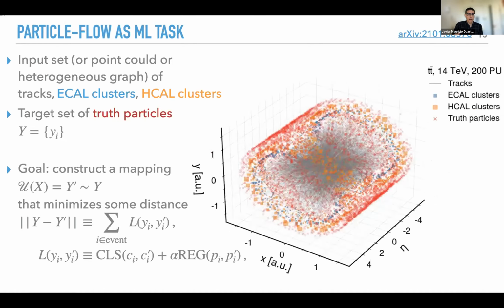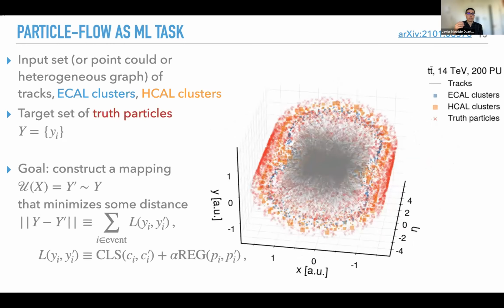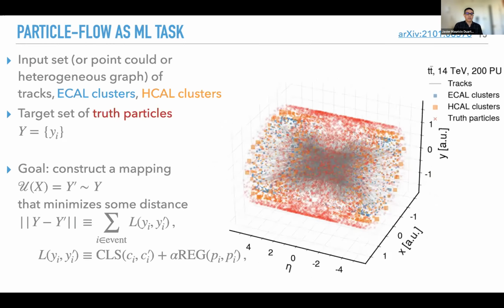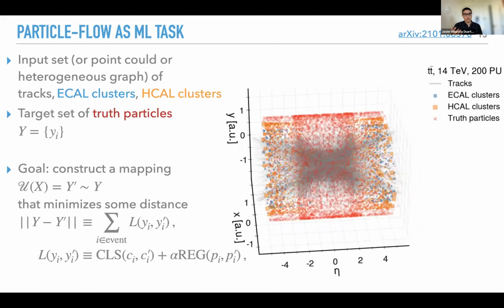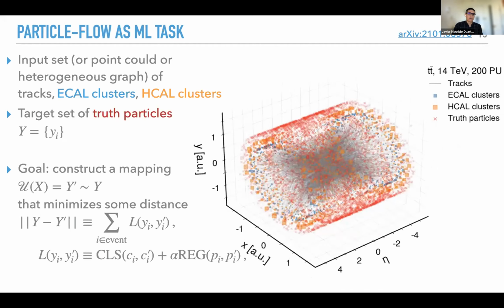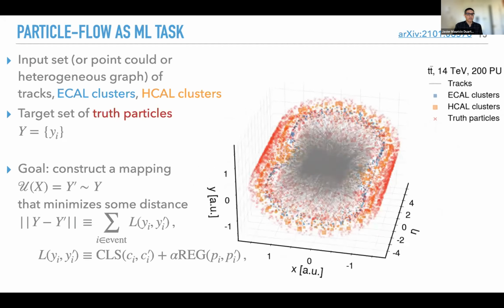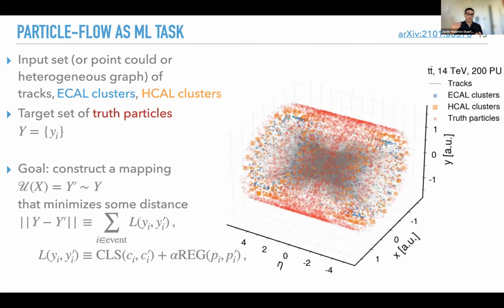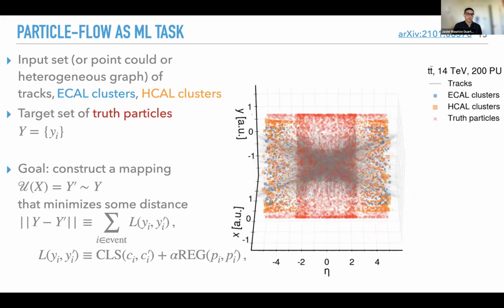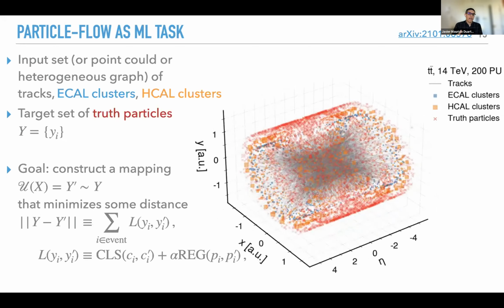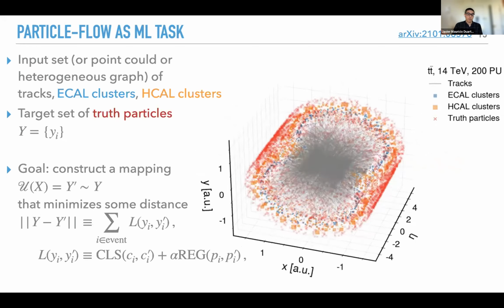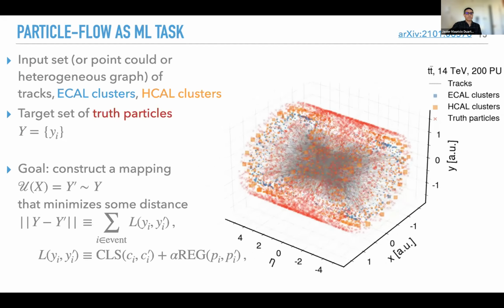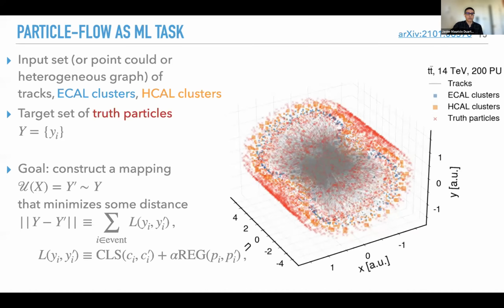And so you want to construct this mapping essentially for the output set, this predicted set of particles, that minimizes some distance. Really you have two subtasks here. One is to identify the set of particles, so basically identify the type of them, whether they're muons, photons, electrons, charged hadrons, neutral hadrons, and so on. And you also want to figure out their momentum. So you have these two components of the loss.